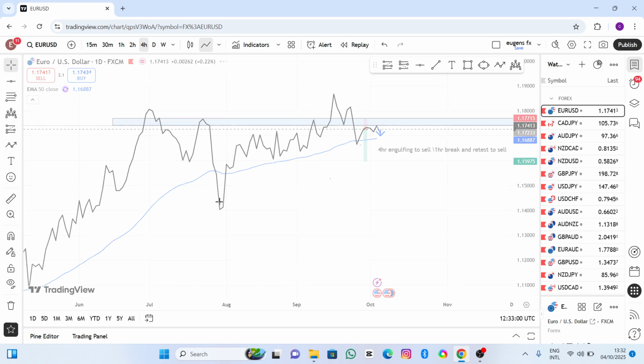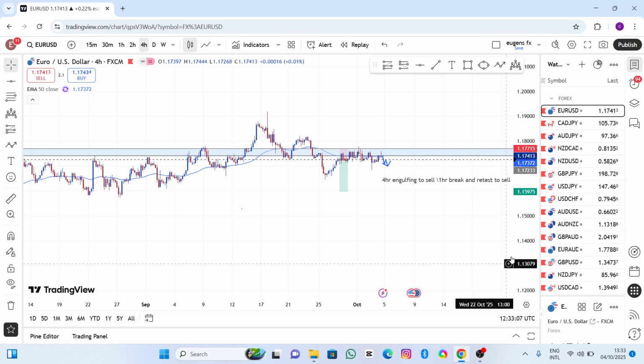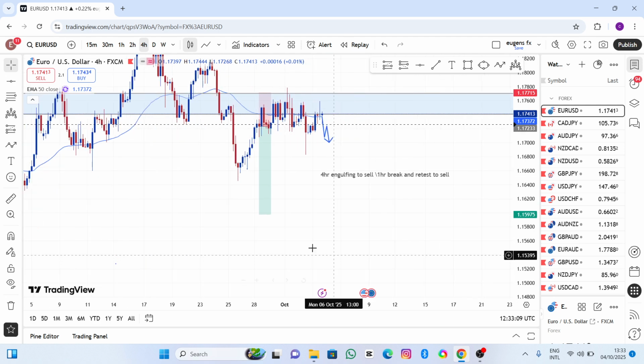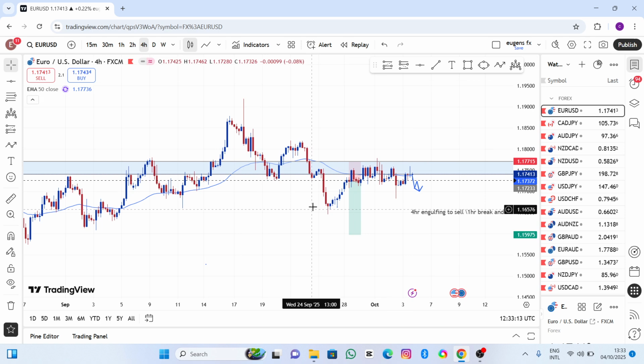Now let's see the 4-hour. Let me switch it back to the normal chart. On the 4-hour, the market is actually bearish. You can see the point at which the market broke here. As I said before, we were bullish here and then we shifted bearish on this run. So this is the high and this is the low.